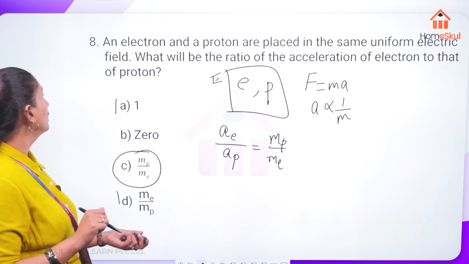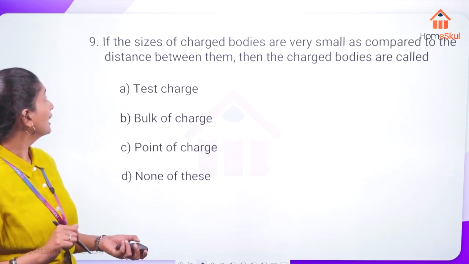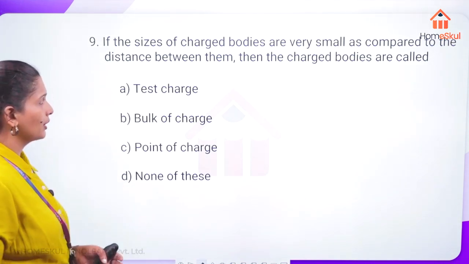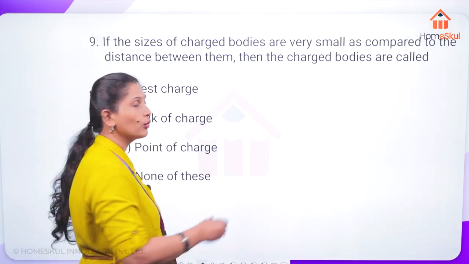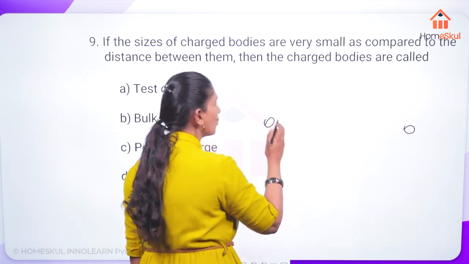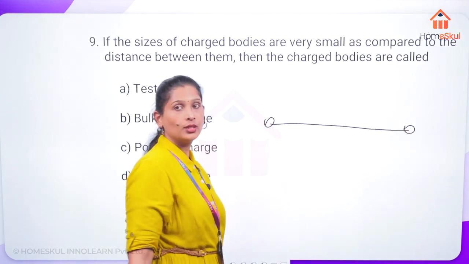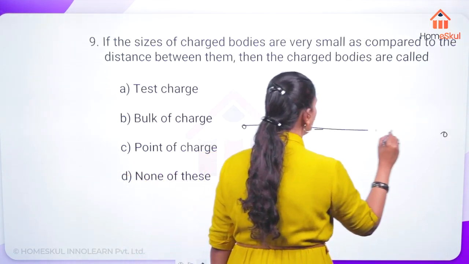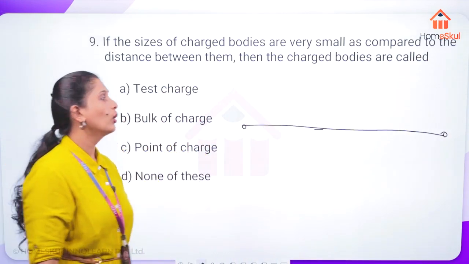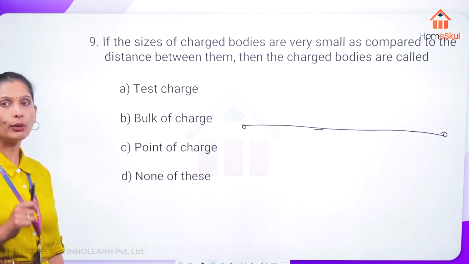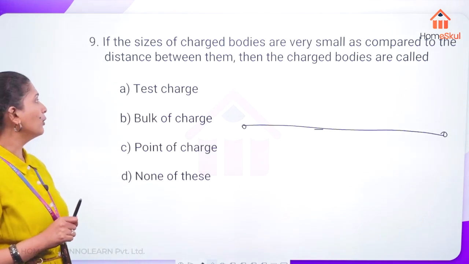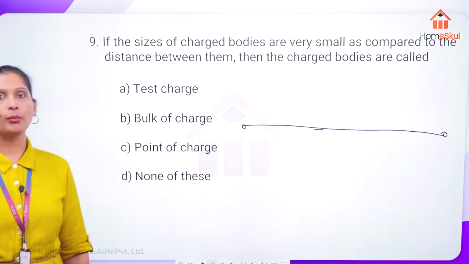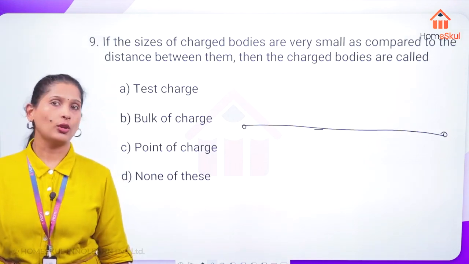Clear? Now, the next question is, if the sizes of charged bodies are very small as compared to the distance between them, then the charged bodies are called. If you have 2 charged bodies and if the size is very small compared to the distance, suppose that its size is this much and its size is this much and the distance between them is so big. On that note, what will you call these type of charges? That is the question. Okay. The options are test charge, bulk charge, point charge, or none of these.